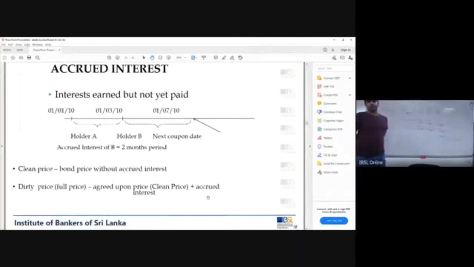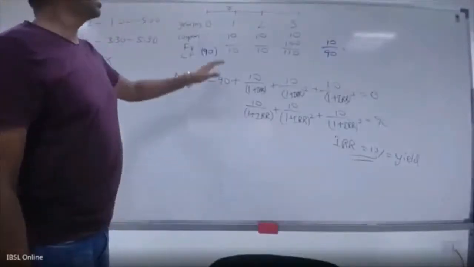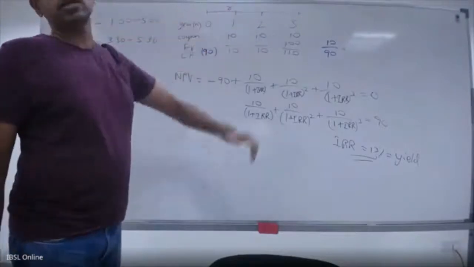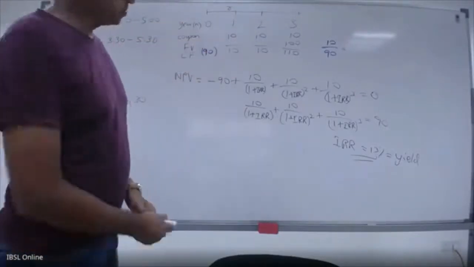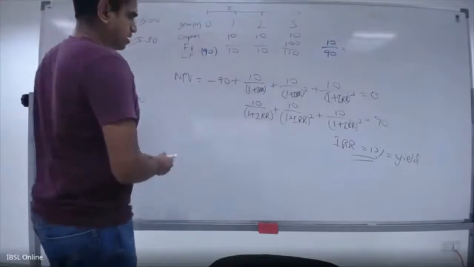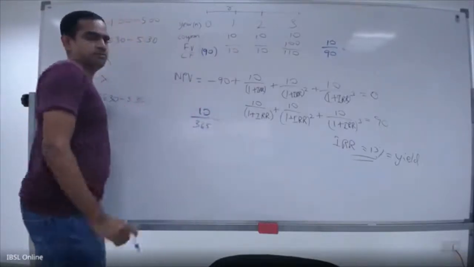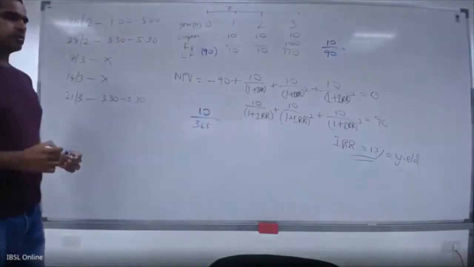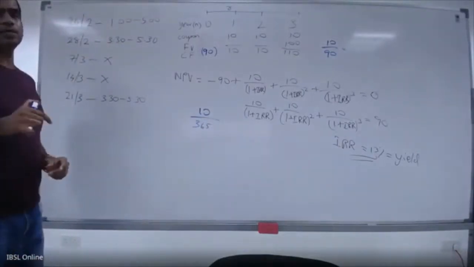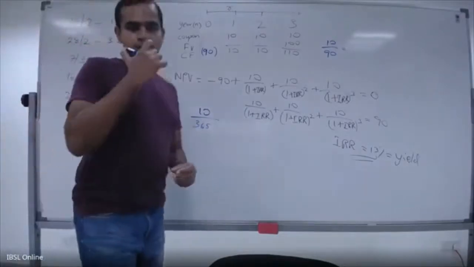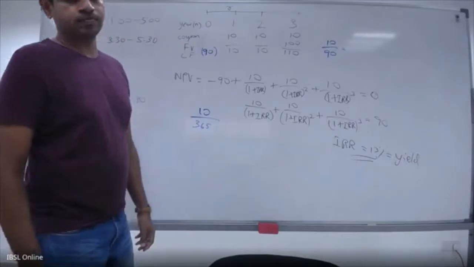Then accrued interest on this coupon. In this example, the coupon is 10, right? And the 10 is evenly distributed during the year. That means throughout the year you get 10. For a year you get 10. For each day you get 10 over 365. Right? Accrued interest is earned on a daily basis, on a straight-line basis. Accrued interest is the interest earned but not yet paid.